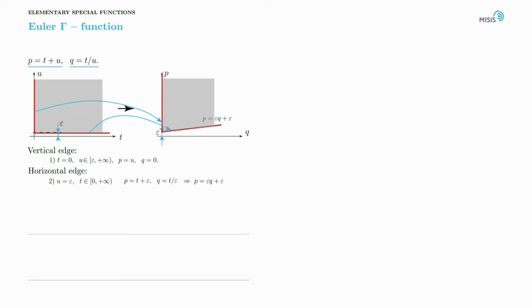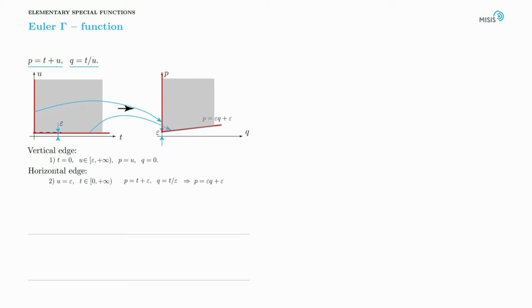First, we trace the fate of the vertical edge. Now its equation is t is equal to 0 and u running from epsilon to plus infinity. We plug these conditions into our variable change and get the parametric equation for the image. P is equal to u and q is equal to 0. Here u, as before, plays the role of the parameter. So the image is just the same vertical line stretching from epsilon to plus infinity.